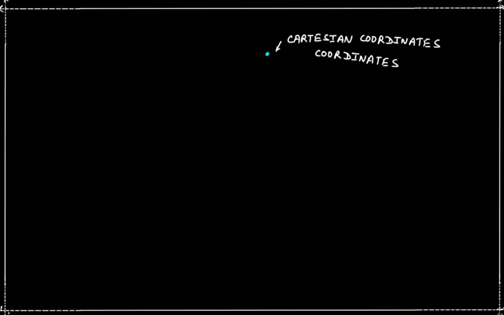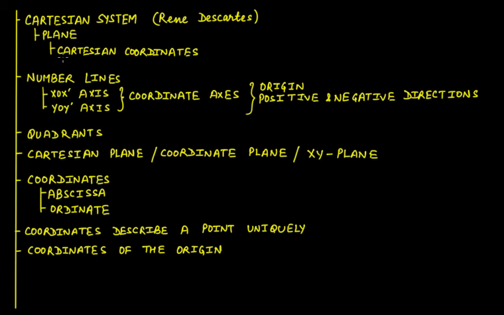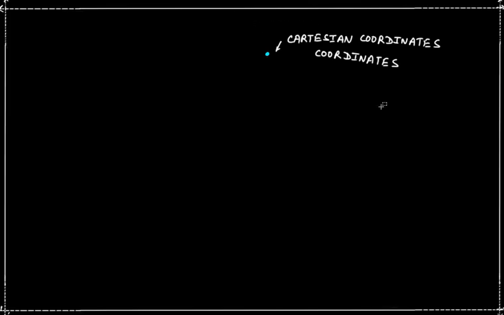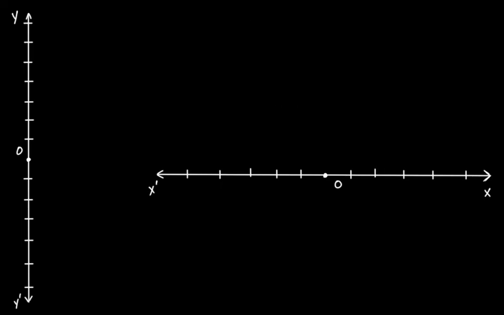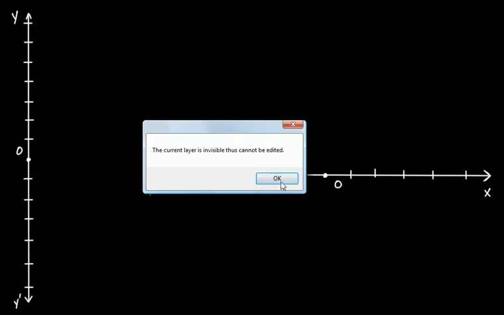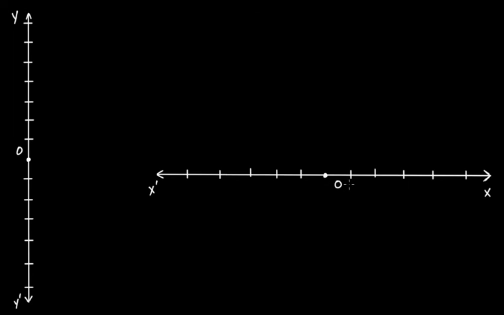Okay, so we are done with the Cartesian system, the plane, and Cartesian coordinates. Now, number lines. We have studied number lines earlier. This is a number line and we have represented it by X, O, X dash. This is 0, that is the origin. This is 1, 2, 3, 4, 5, and so on. This is -1, -2, -3, -4, -5, and so on, right? This number line we have studied in grades 6, 7, and 8 mathematics.